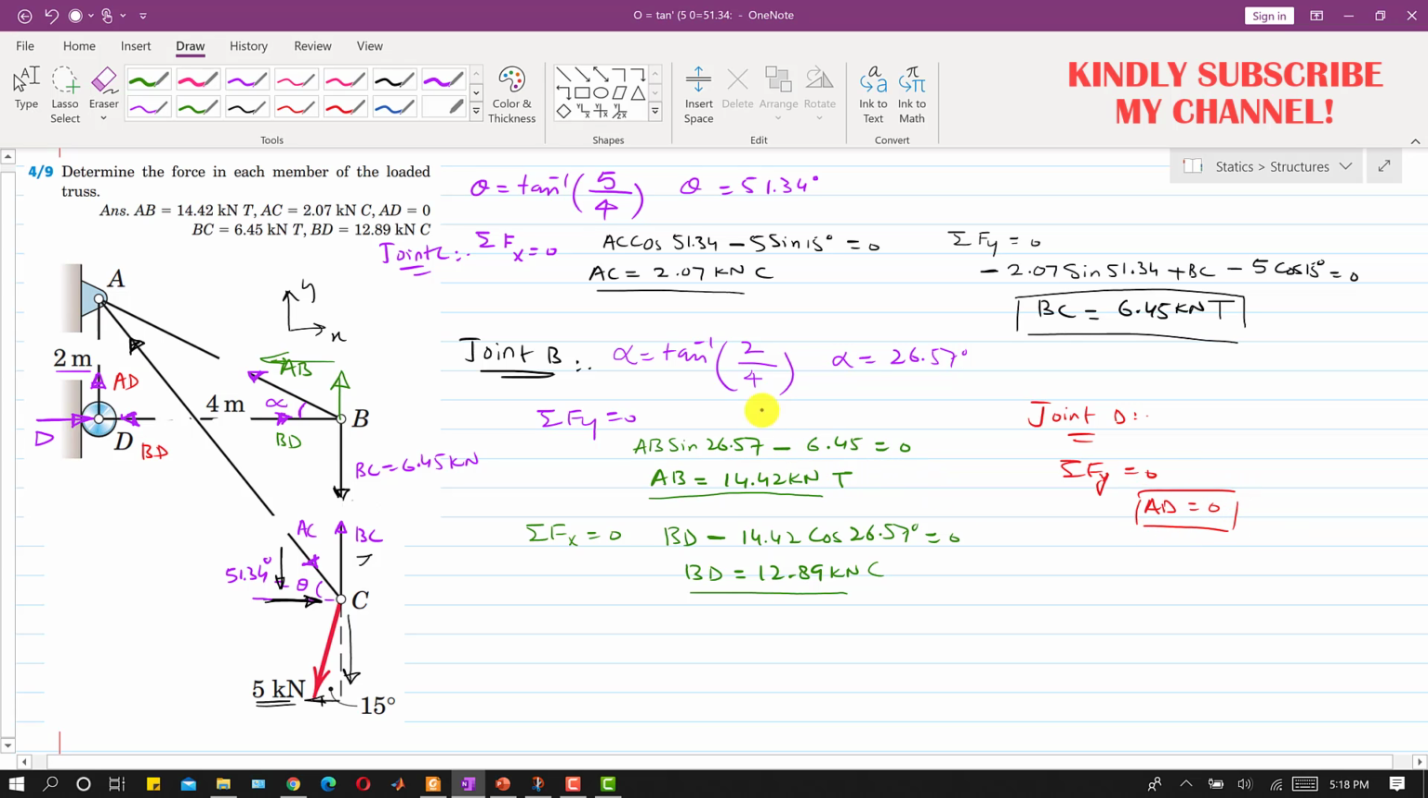So now we know forces in all the members of this given truss, right? So this is AC force, this is BC force, this is the BD force, this is AB force, and this AD force, right? So this is the solution of this particular problem.